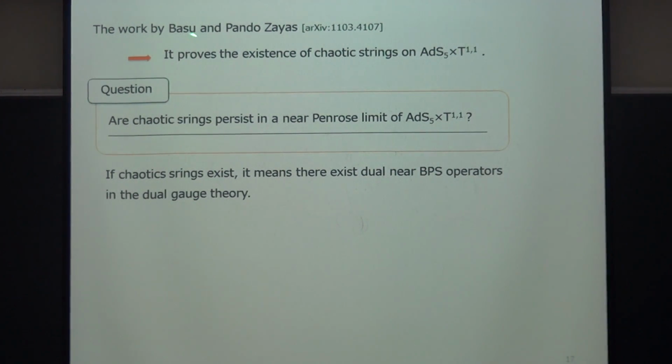From the work by Basu and Pando Zayas, it is known that there exist chaotic strings on AdS × T^{1,1}. And our question is the following: do chaotic strings persist in a near-Penrose limit of AdS × T^{1,1}? I think this is a very important question, because if chaotic strings exist, it means there are non-BPS operators in the dual theory, namely the 4-dimensional N=1 superconformal theory.